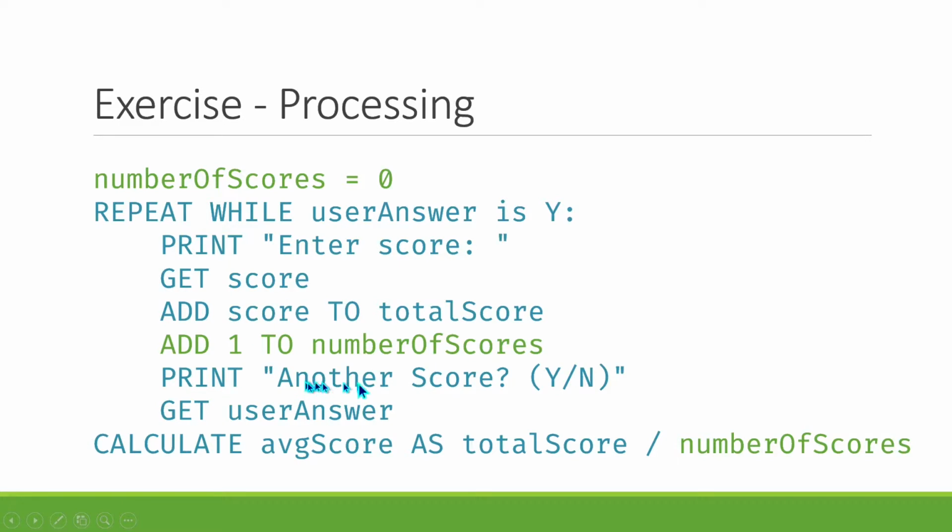At some point, I'm going to ask the user if they want to add another one, and they'll say no. When that happens, user answer is no longer a Y, the loop will terminate, and it will then execute the calculate average score as the total divided by that number of scores. When this loop terminates, number of scores contains the total number of scores the user entered. So it works perfectly. So let's go try coding it.